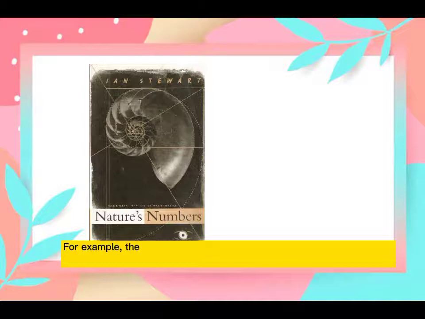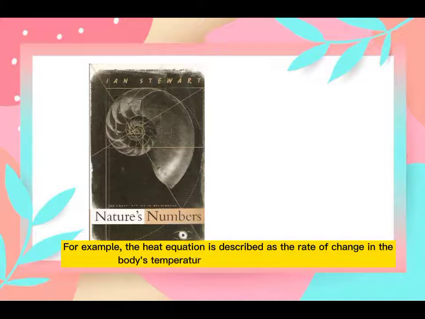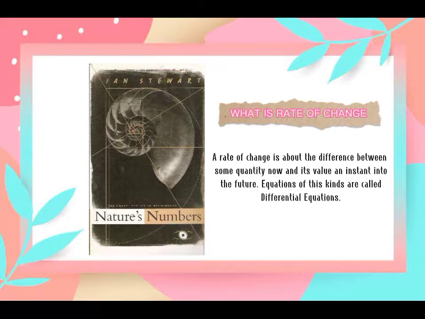For example, the heat equation is described as the rate of change in a body's temperature. But what is a rate of change? A rate of change is about the difference between some quantity now and its value an instant into the future. Equations of these kinds are called differential equations.